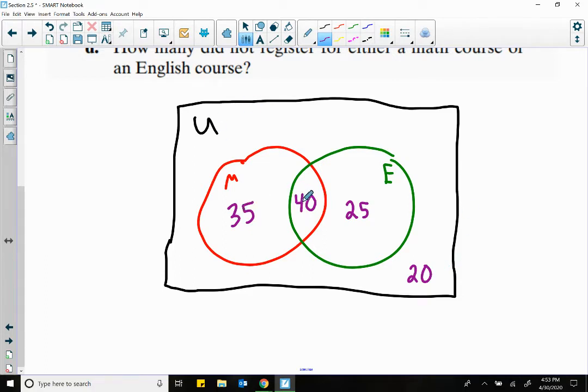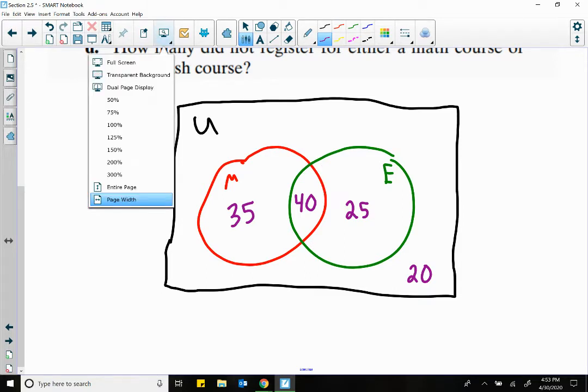If I take the 35 plus 40, those are all the students that enrolled in math. If I take the 40 plus the 25, those are all the students that enrolled in English. Okay? So the only number, again, that you can trust is the one that's right in the middle. Everybody else, you have to start subtracting from it because you've already taken care of some of those students. Okay? So now all we have to do is answer the questions up above. So let's do that.